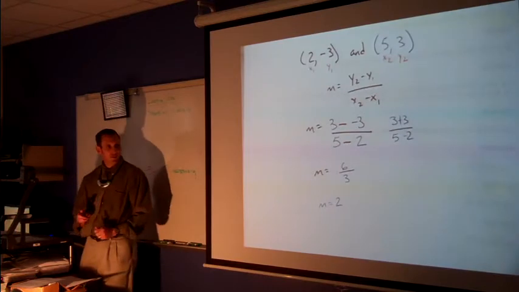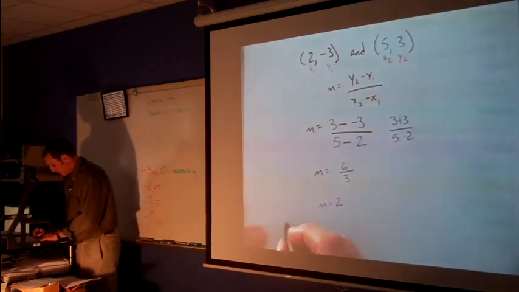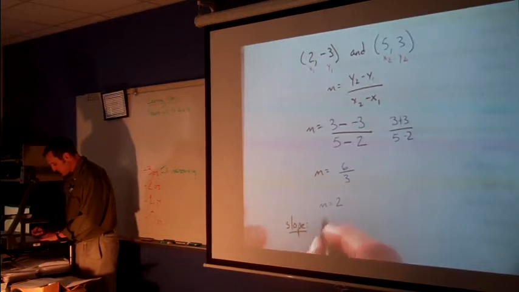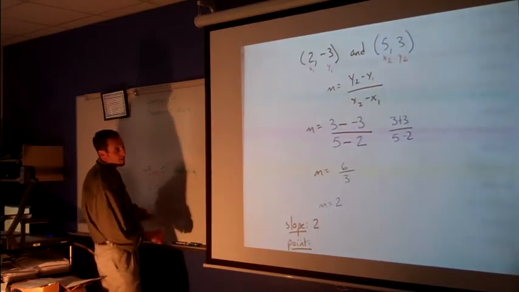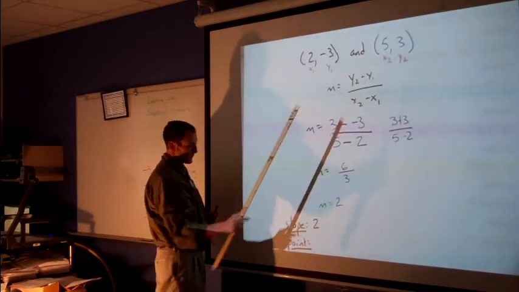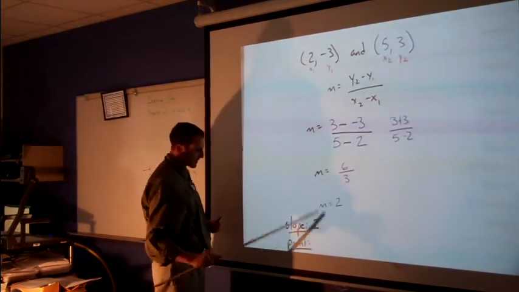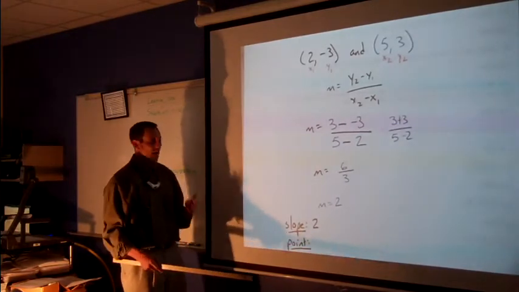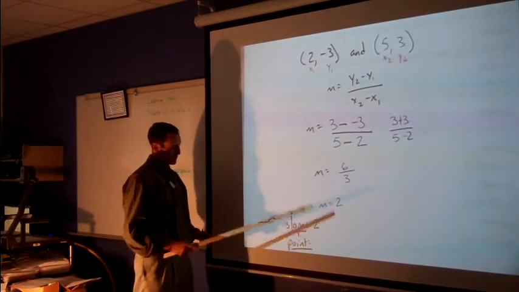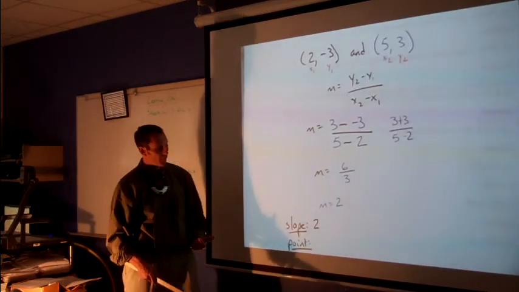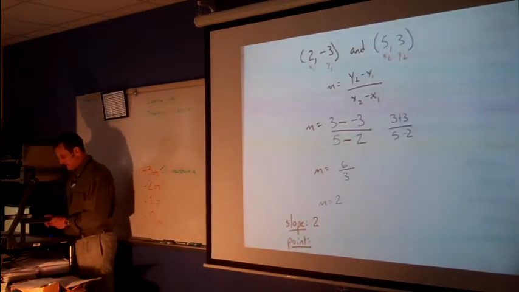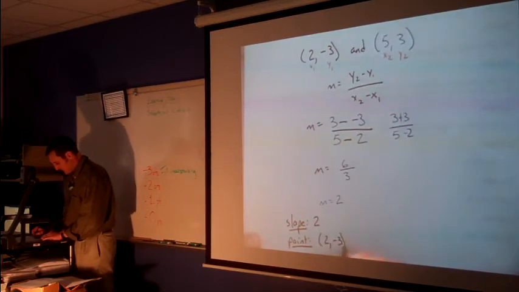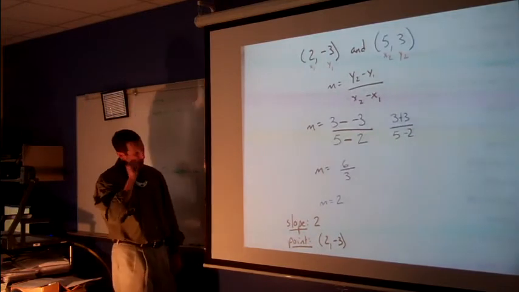And remember, we need a slope and a point to write the equation. So the slope we have is 2. The point we have is, well, we have a choice, and we can use either point. It does not matter which one of these ordered pairs we use for our point. I like to use numbers that kind of match up with the slope. If I have a 2 here, I'm going to use x1 and y1. Don't need to mess around with 5s and stuff. So the point that I'm going to use is 2, -3.